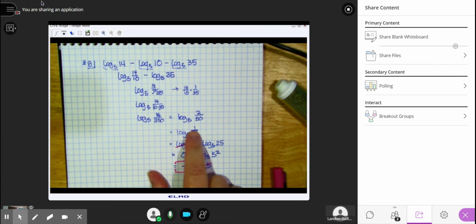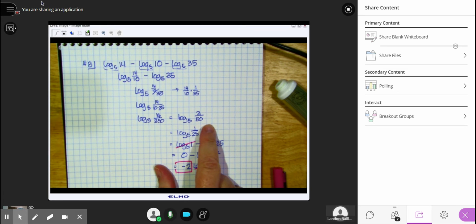But do you see how if I had kept it 2 over 50, I would have been stymied? Because I never would have seen the 5 squared and the 25. And we all have those moments.